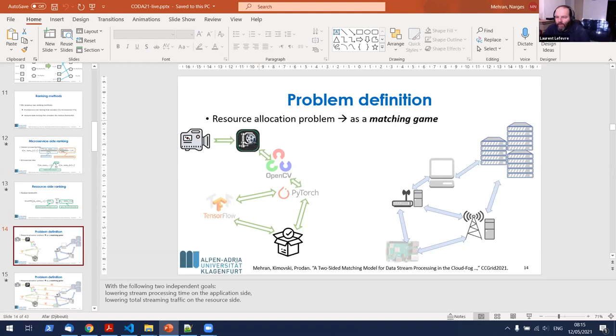Perfect. And two last questions. One question from Yui Ma. How is this problem different from workflow scheduling in multi-cloud?